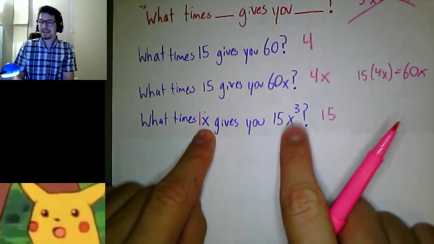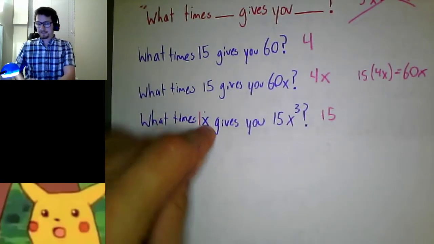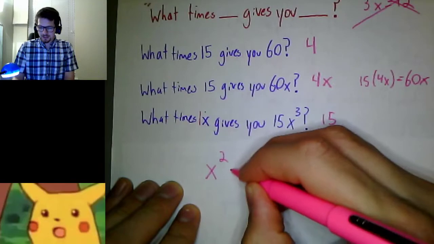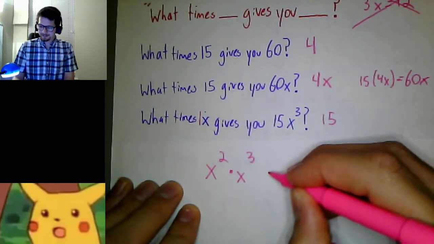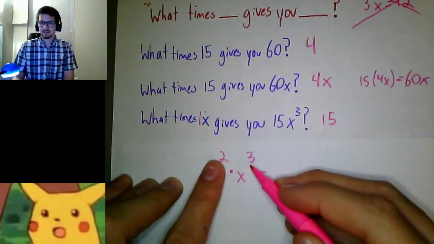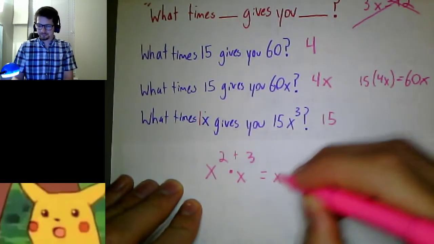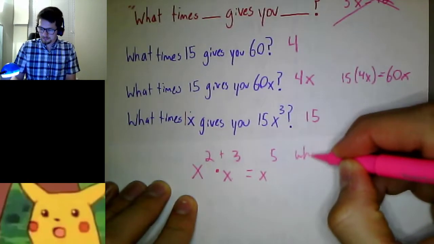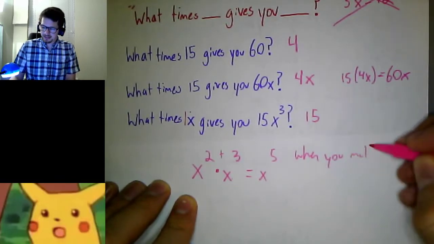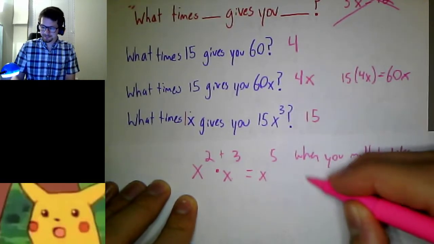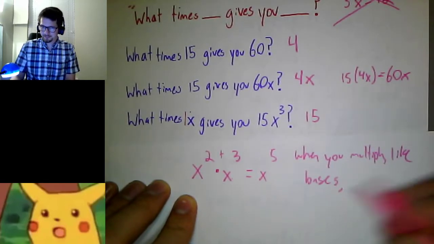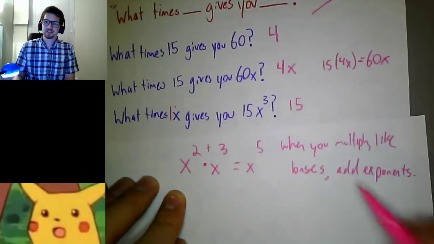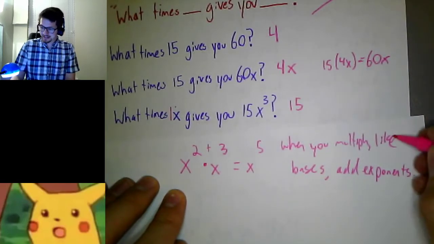X times what gives me x to the third? Okay, so this is an important thing to cover. I want you to remember that when you multiply exponents, when you multiply like bases, you add the exponents. This might be important to write off to the side. If you need to finish writing that, please pause the video for a second, because I'm going to get back to the work.